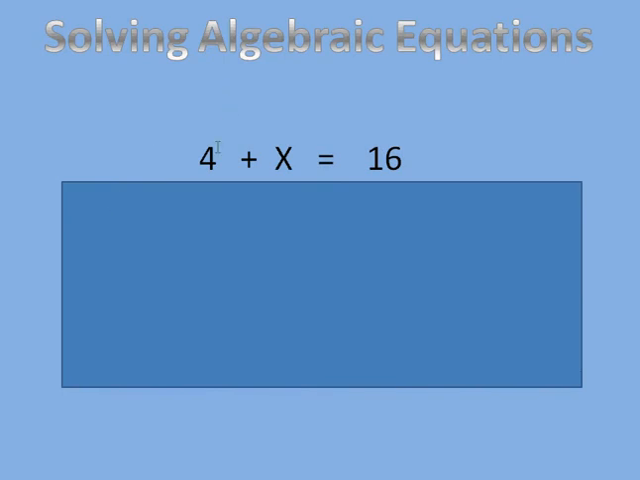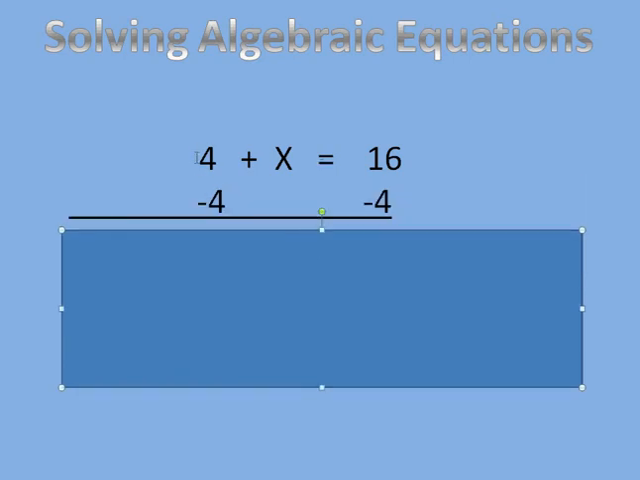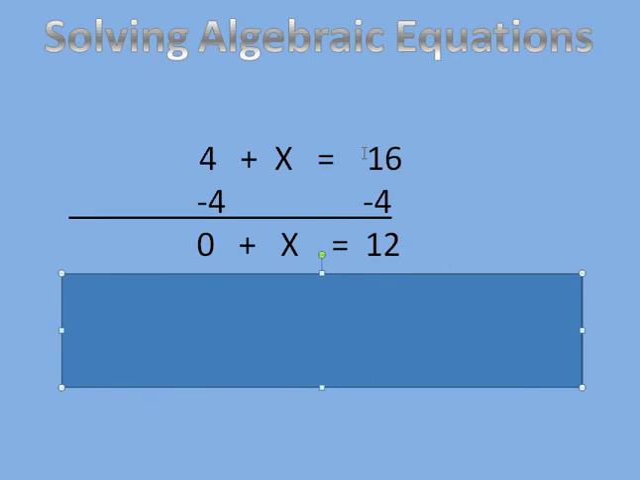Now, I have a number at the front, but it doesn't say if I'm adding or subtracting. Well, actually it does. Since this doesn't have a negative sign in front, this is a positive 4, and we're adding the x to get 16. So, since I have a positive 4, I want to subtract 4 from it. 4 minus 4 because I want to get this x by itself. 4 minus 4 is going to equal 0. And 16 minus 4 is going to equal 12.